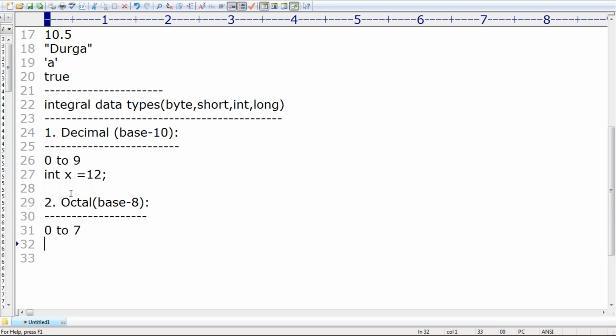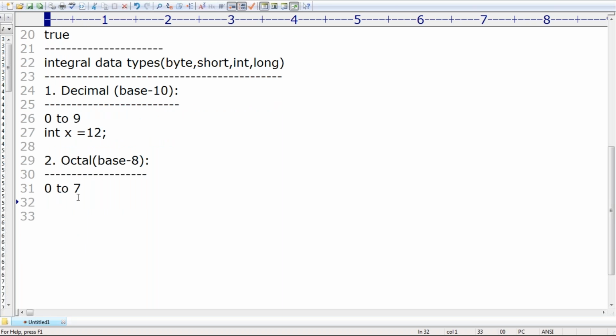Now how can I consider this an octal value? Int x = 10 is by default always considered a decimal. How can I specify, hey compiler, please consider this one as octal?